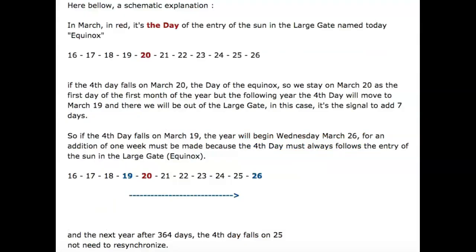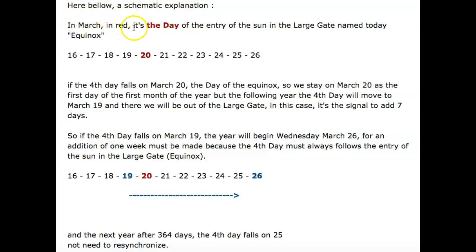Now, because of Rome and because of all of the adding and the taking away that's been done, and in order to resynchronize with the 365 days and sometimes 366 days on the Gregorian calendar, this is how we're able to do it. Now, here is a schematic explanation of this.